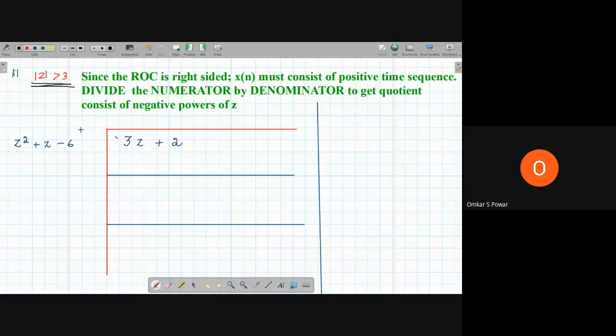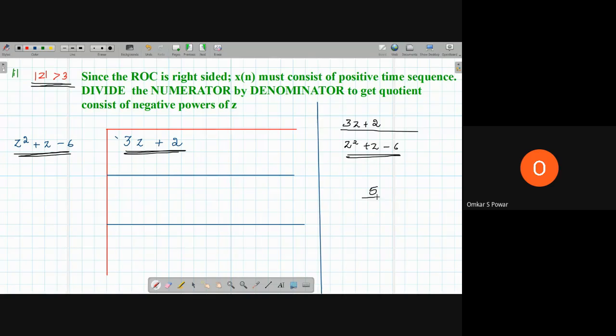Okay, concentrate on what I am doing here. So what did we get there? We got (3z + 2)/(z² + z − 6). So for |z| > 3, what you have to do is just write it as it is: z² + z − 6 and 3z + 2. So divide the numerator by the denominator.